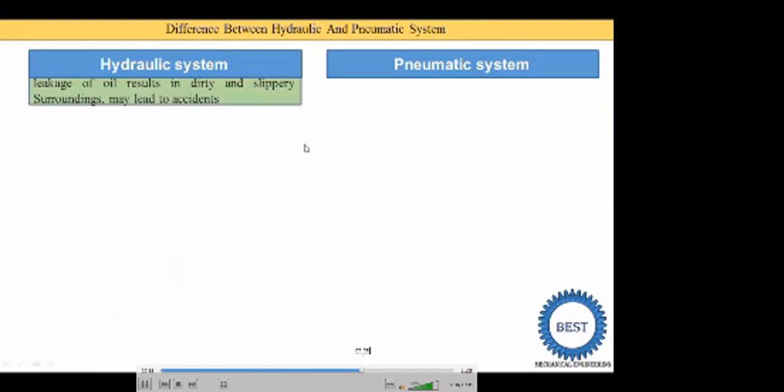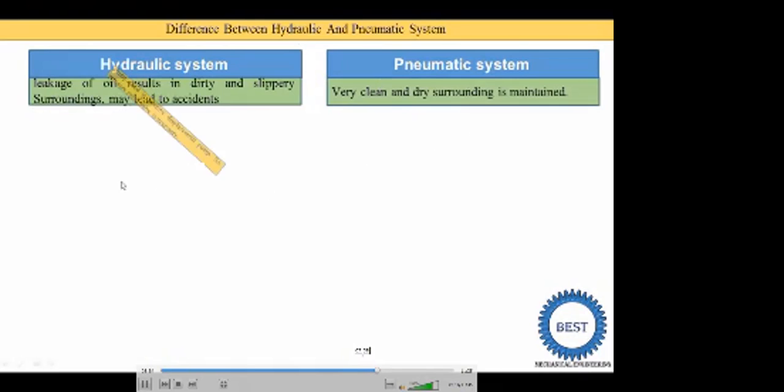The next point is that leakage of oil results in a dirty and slippery surrounding and may lead to accidents. Suppose the oil leaks from some component, it comes onto the floor of the industry or the ground floor. Oil is generally slippery, and if a person's foot is put on this oil, there are also chances of accidents. In pneumatic systems, there is very little chance of accident due to leakage because the air is very clean and a dry surrounding is maintained.